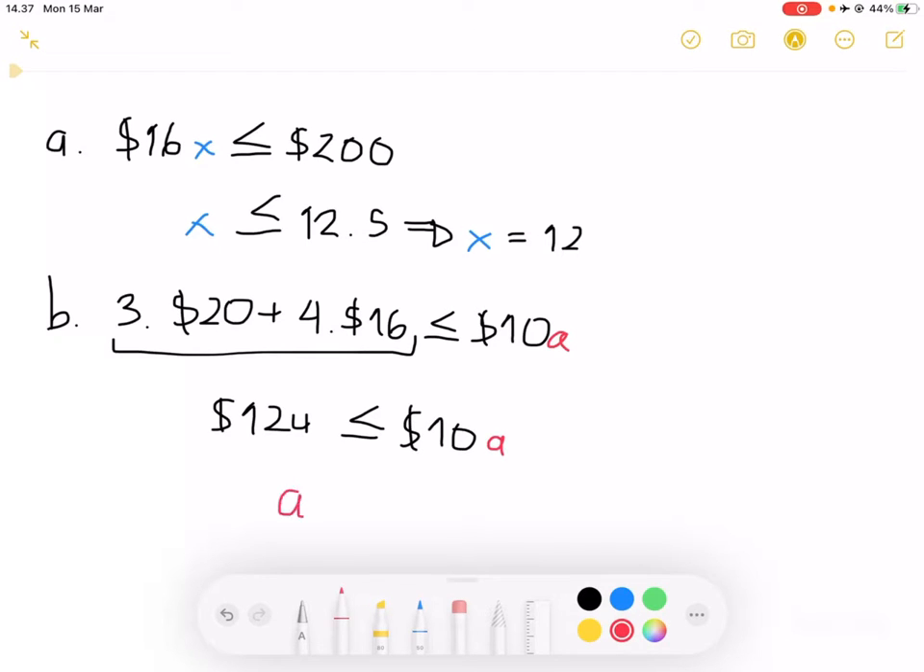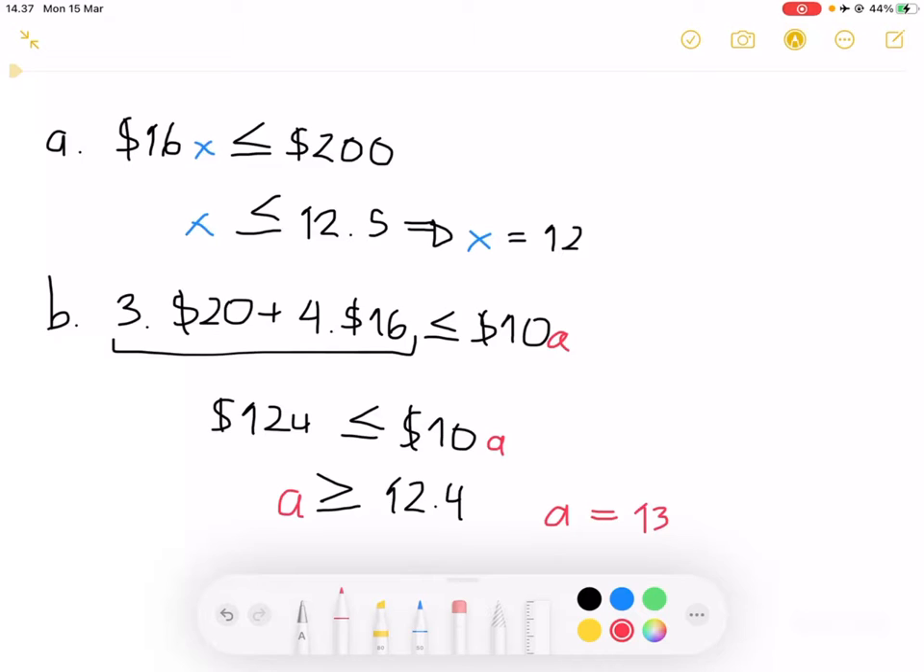Solving this inequality, you get A is greater than or equal to 12.4, and finding the smallest integer solution in this case, since it's a greater than or equal to sign. So the smallest integer solution for this will be 13.